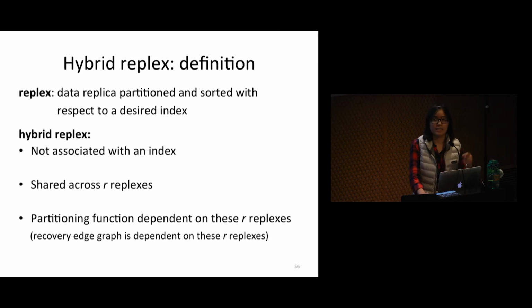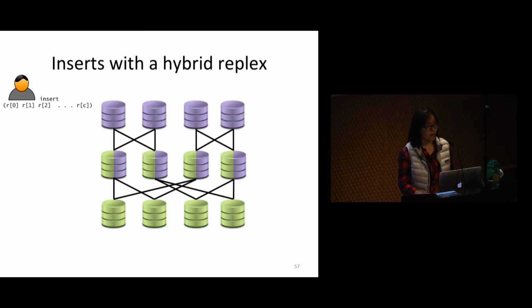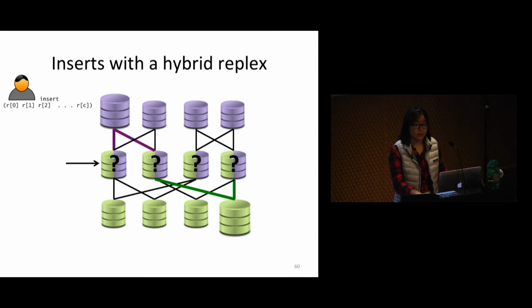We can make this more concrete by considering how we insert into a hybrid replex. So again, let's suppose you have a client who wants to insert a row. So we're going to have to insert into each of these replexes. And we showed from earlier that all you have to do is plug a particular value into a particular partitioning function to find the green and the purple partitions. So now the question is, which hybrid partition are we going to go to? And if you consider the edges coming out of the green and purple partitions that you've already identified, you can see that they meet at a single hybrid partition. And in fact, this is the hybrid partition that's going to replicate your row.